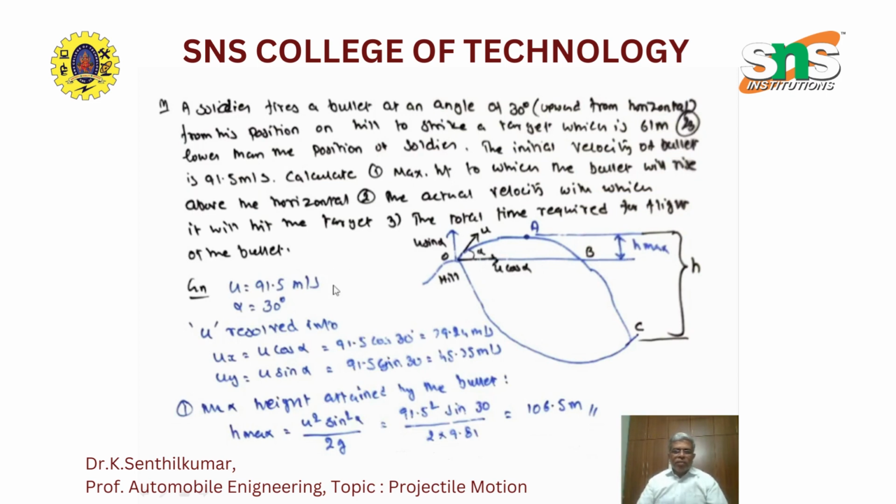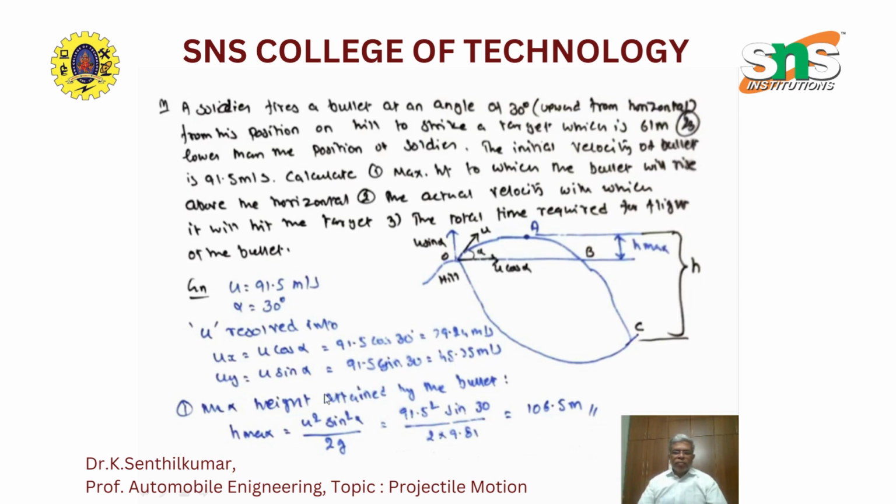Right. Here the initial velocity given in the problem is 91.5 meters per second and the inclination alpha is also given as 30 degrees from the horizontal. Now as I already told, we resolve this u into a horizontal component as well as a vertical component. The horizontal component ux has a value of 79.24 meters per second, and the vertical component uy is 45.75 meters per second.